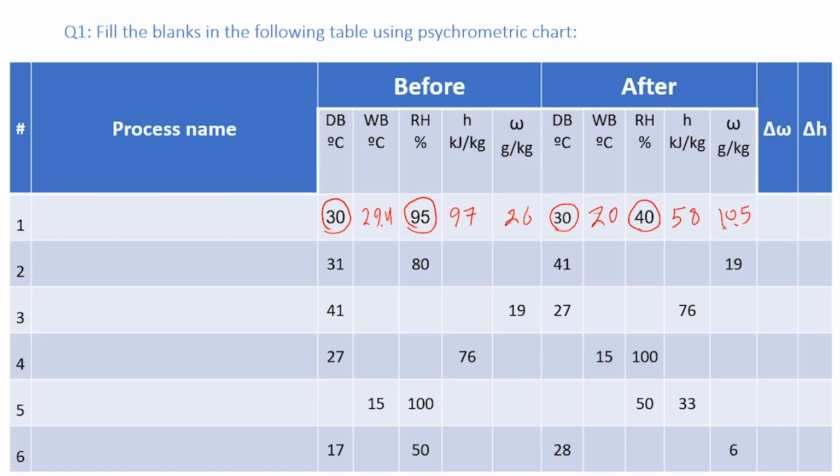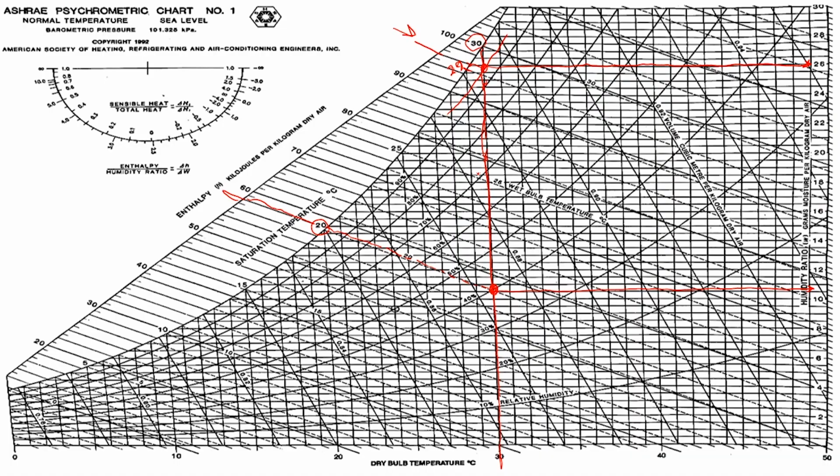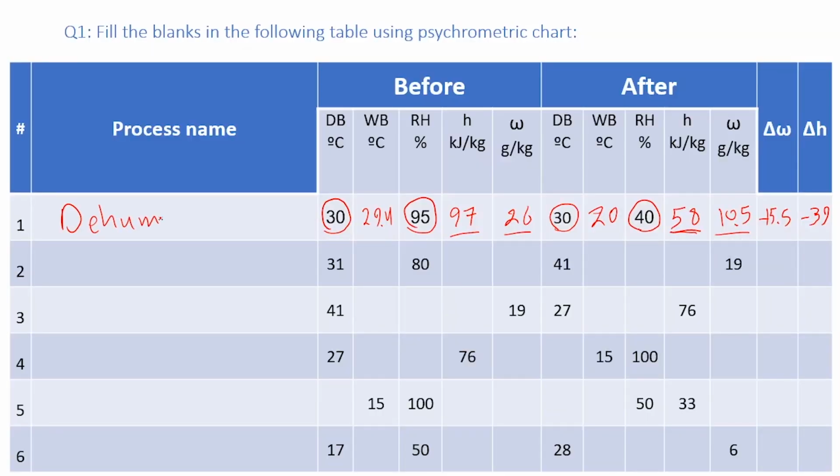So delta omega will be 10.5 minus 26 will give us minus 15.5. Delta H is 58 minus 97 will give us minus 39. You can see here the process is vertical going from up to down. So this is pure dehumidification.